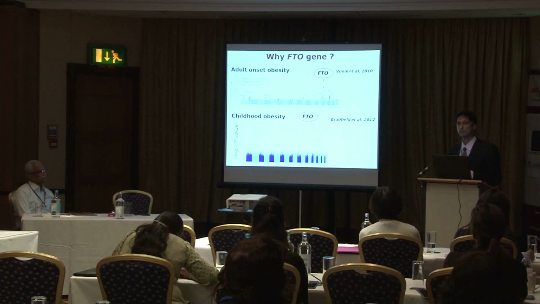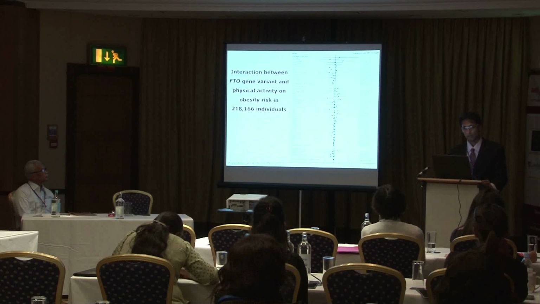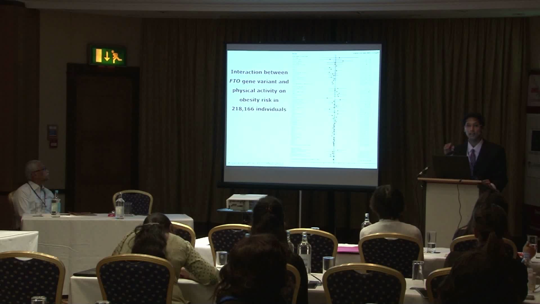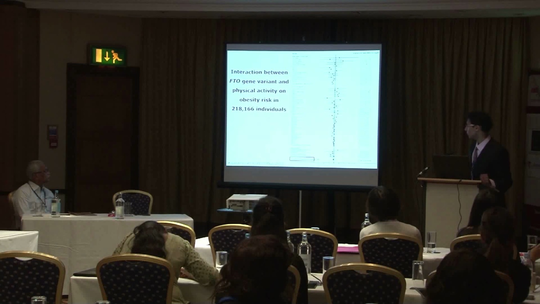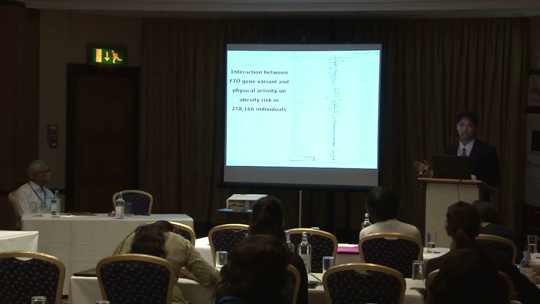Well, in order to answer this question, we carried out a study testing for the interaction between the FTO gene variant and physical activity on obesity risk in more than 200,000 individuals from different parts of the world. And in this forest plot, you can see that the overall p-value for interaction was statistically significant, suggesting that improving your physical activity levels can overcome the effect of the FTO gene on obesity.